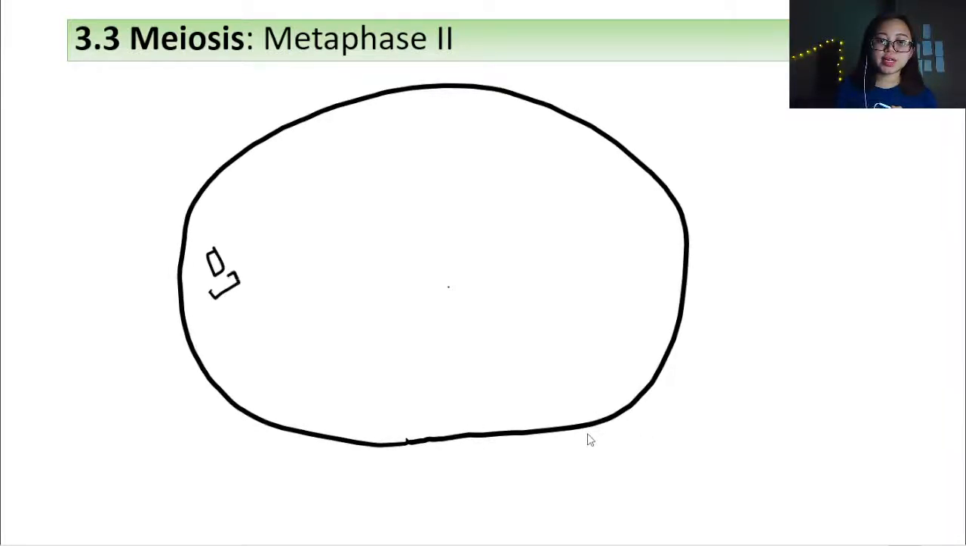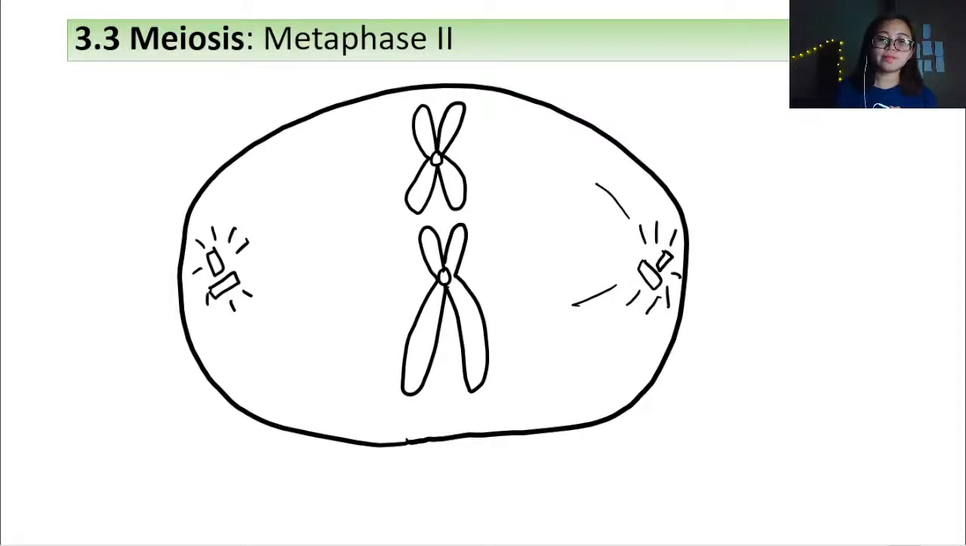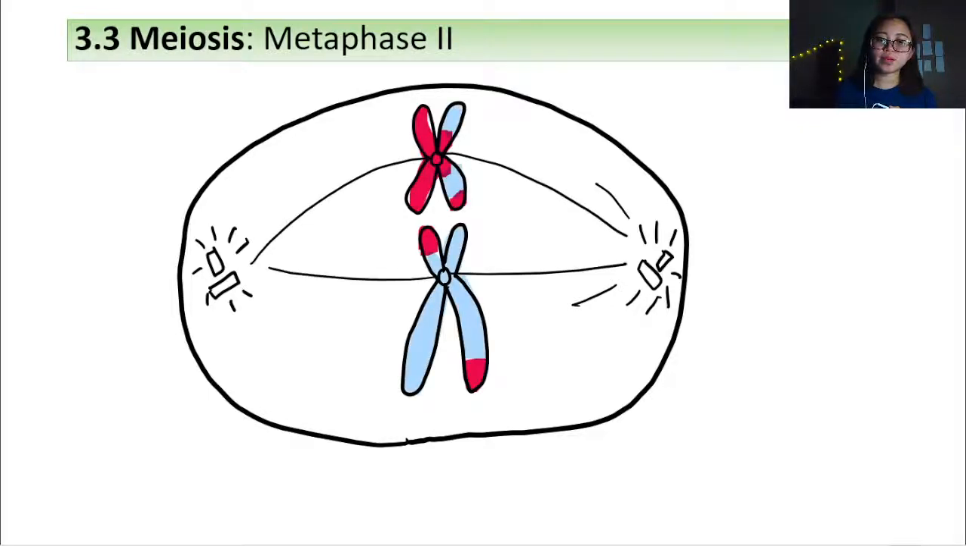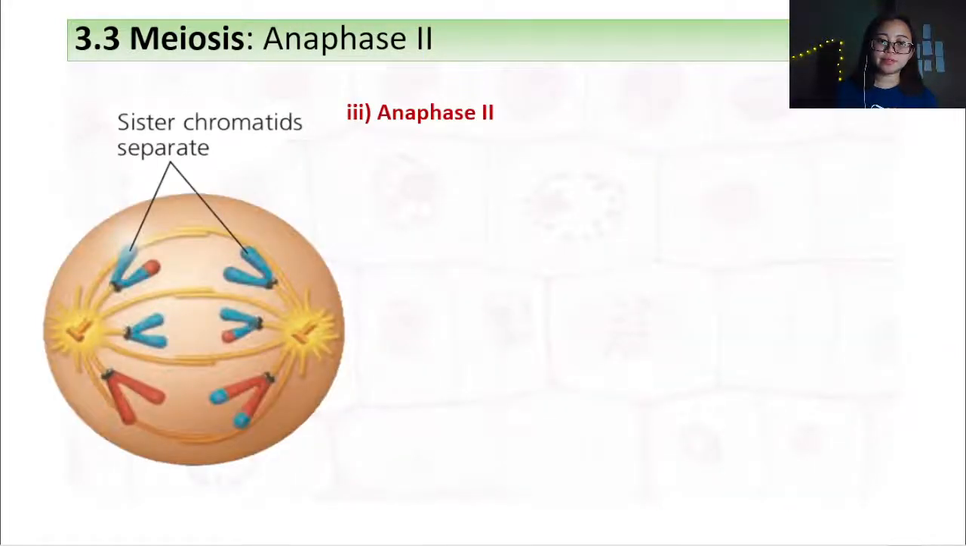We're gonna draw the cell. We're gonna draw the centrosomes. Centrosome. And we're gonna draw 1 chromosome, 2 chromosomes. And then we attach the spindle fiber. And then we color. Begitu saja untuk metaphase 2. Oh, okay. I wanted to label the metaphase plate. Okay. And then we move on into anaphase 2.